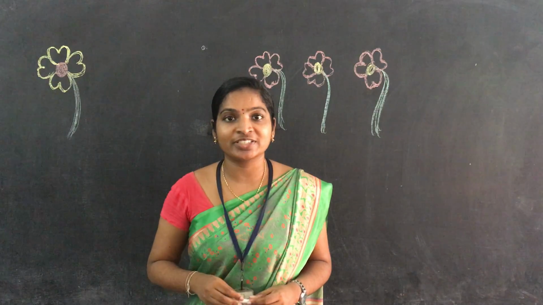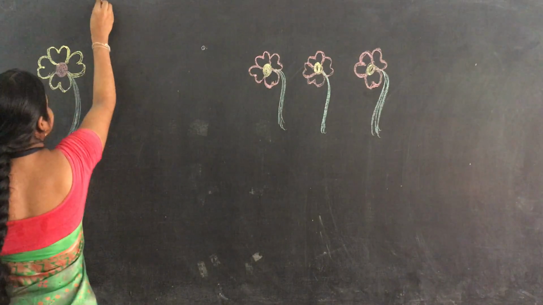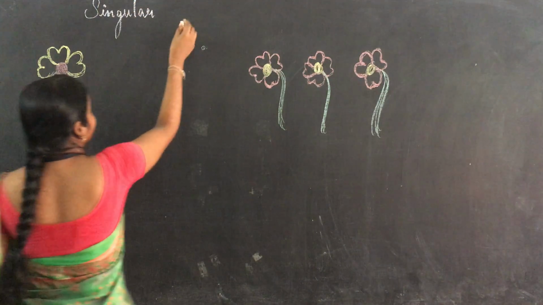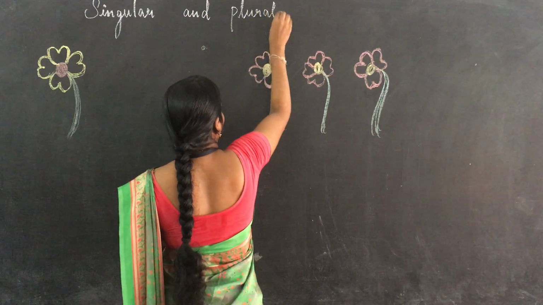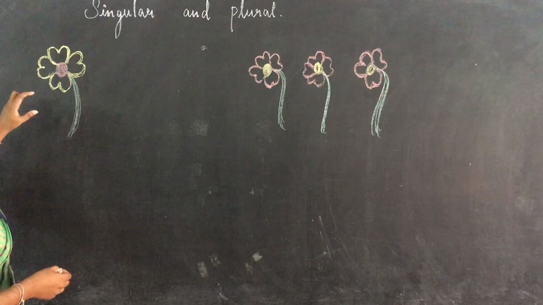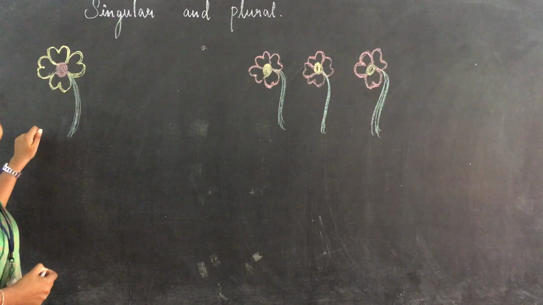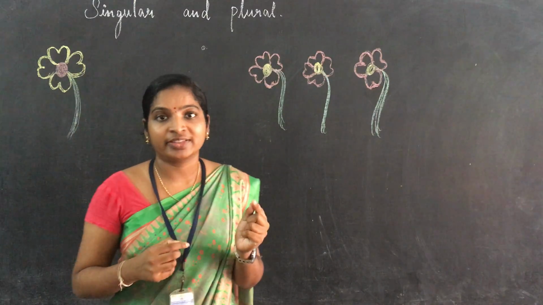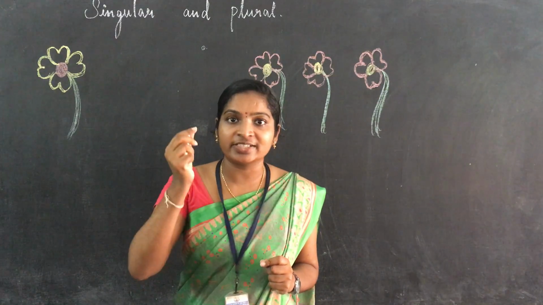In this class, we are going to learn about singular and plural. Okay, here you just see the picture. You just draw it in the board. Here, how many pictures can you see? Only one picture you can see. If the thing or person is referring to only one, that is singular.